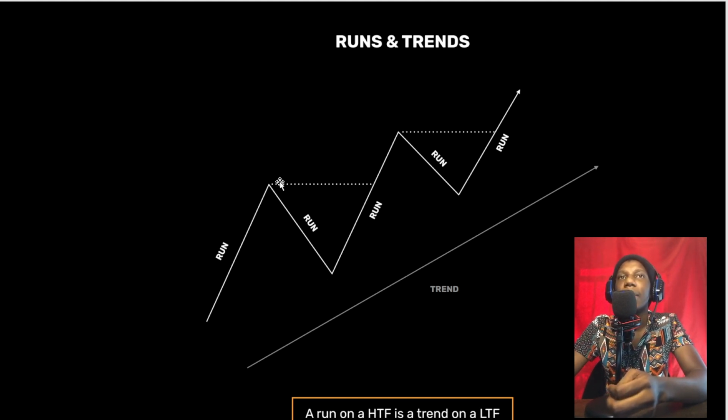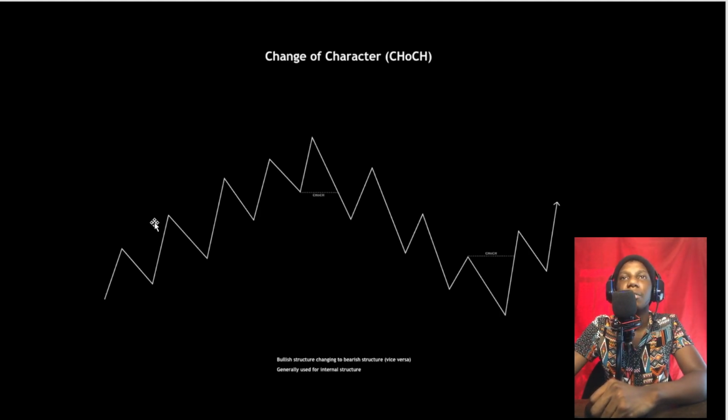But basically what happened was that with this run, you would see a change of character, bringing the run low into the premium areas, or into equilibrium, so that we can take it for the next run. So basically this is how we identify runs, by the change of character.